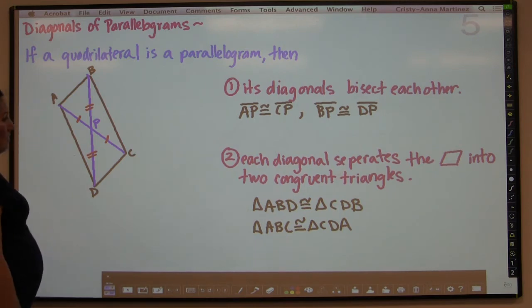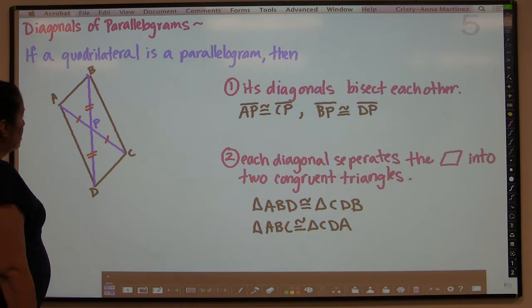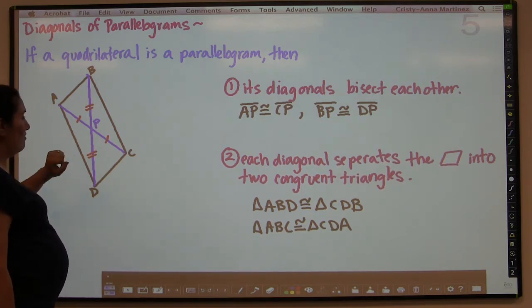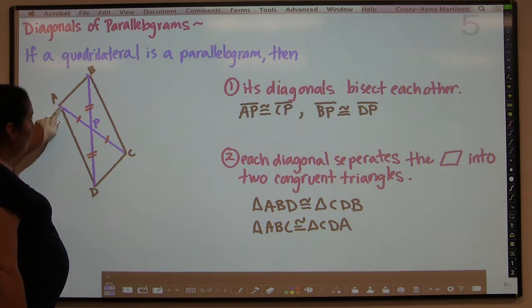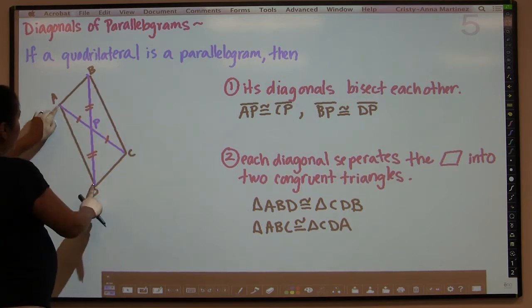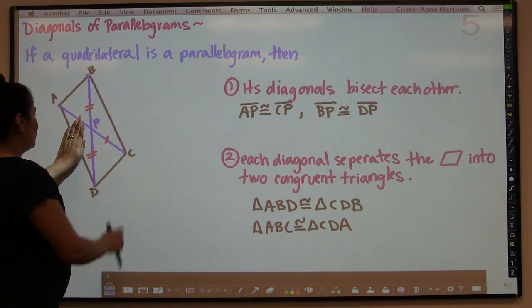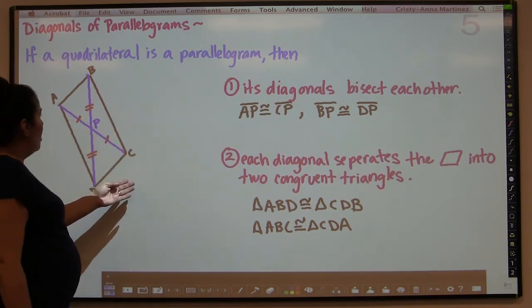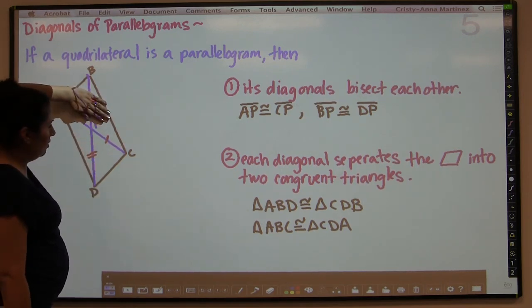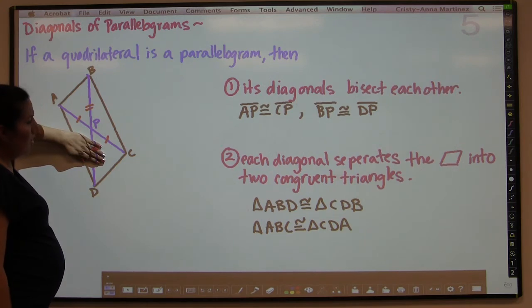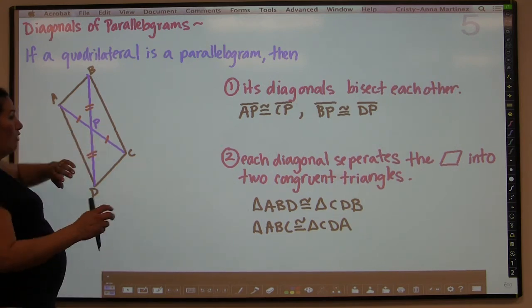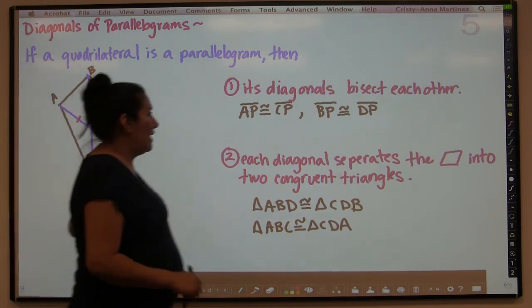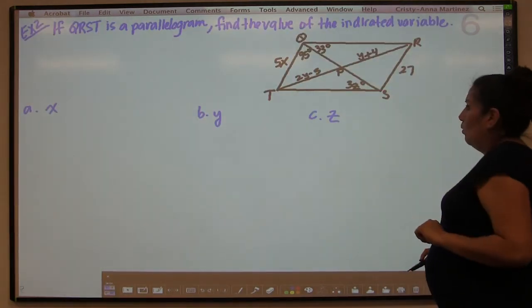Also, in number two, we know that each diagonal separates the parallelogram into two congruent triangles. It's kind of hard to see, but if you take one diagonal at a time, if I go with diagonal BD, then that triangle is going to be ABD. So this triangle right here is congruent to CDB, which is this triangle here. And if you use the other diagonal, AC, then you have ABC, this top triangle, congruent to CDA, which is this bottom triangle. So basically the diagonals separate the parallelogram into two congruent triangles. Alrighty, so now we're going to see what we can learn by that.